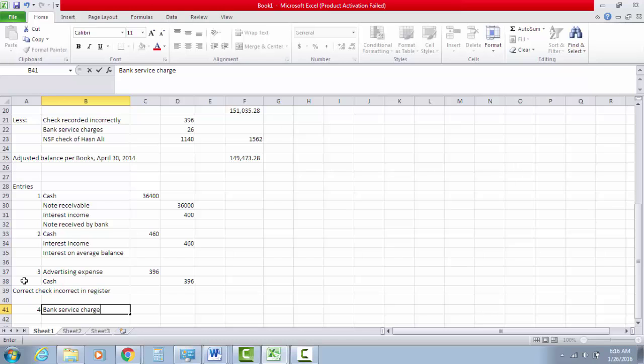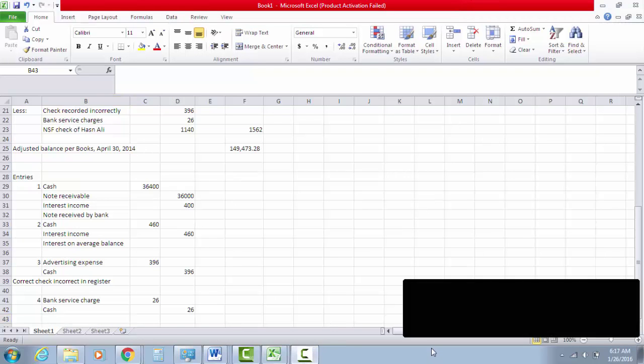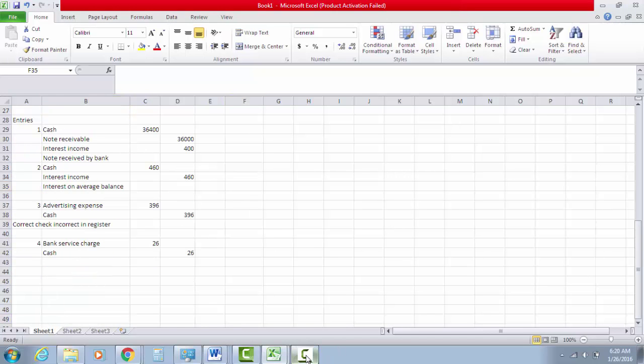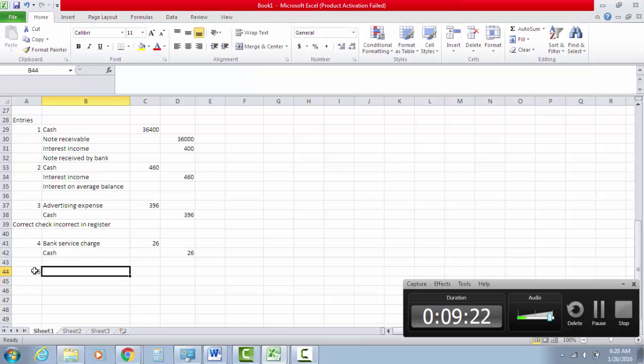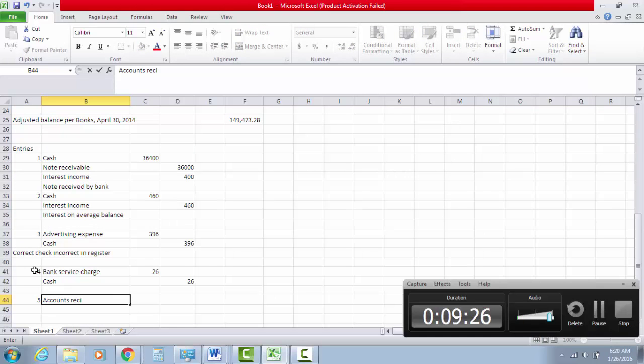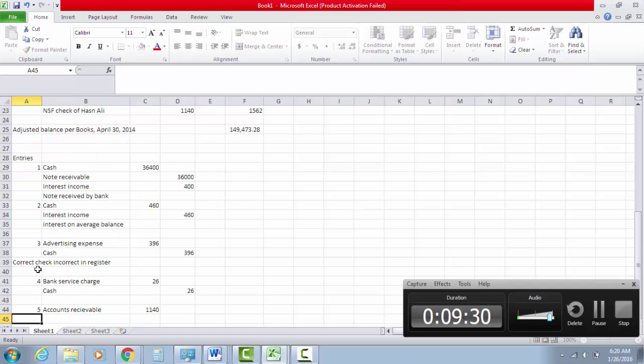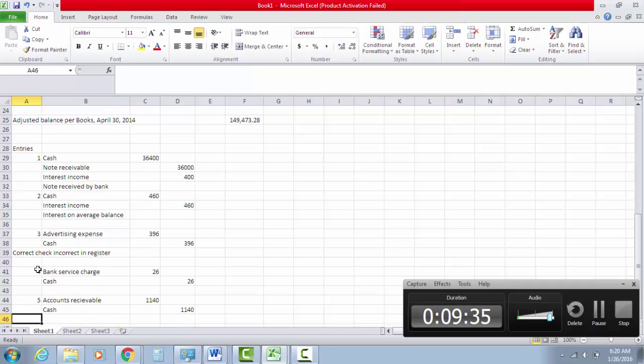So entry 4 would then be to do the bank service charge payment, and that would be $26, and it came out of cash, so you would credit cash. So the final entry for this is for the non-sufficient funds check, and that would be accounts receivable for $1,140, and then also cash because you did not receive it. So with all of those adjustments, the end amount is that your balance per books is $149,473.28.